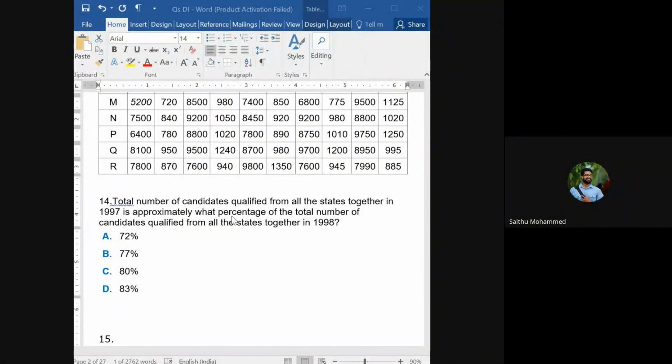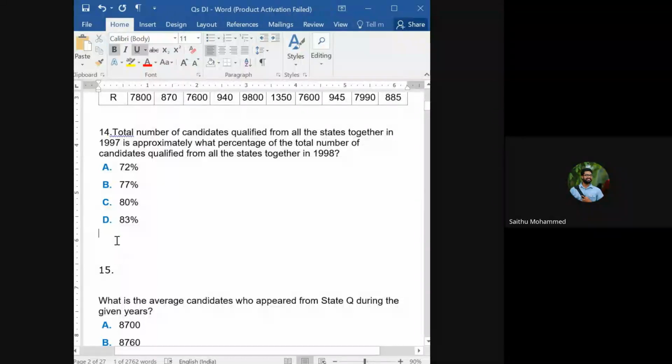So here the question is about percentage. What is the percentage of the total number of candidates qualified from all the states in 1997 to the number of candidates qualified in all the states in 1998? So here, what we have to do is nothing but percentage for us is the total number of qualified students from 1997.